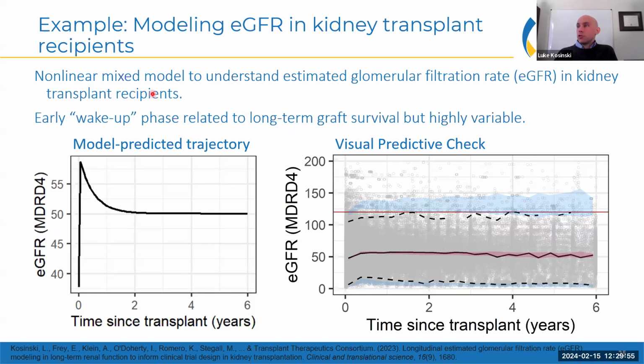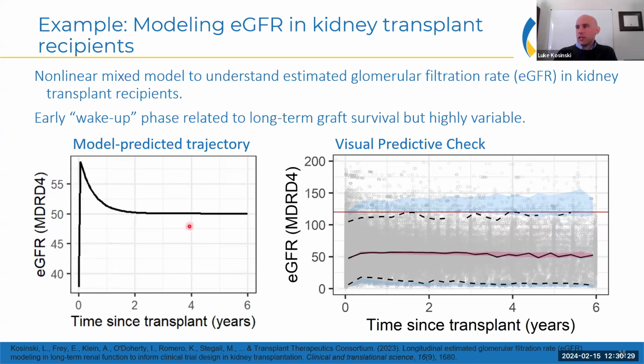So what we did here is we built this nonlinear mixed model looking at estimated glomerular filtration rate. This is one of the most important biomarkers of kidney function. It's really estimating how well the kidneys are filtering, doing their main job. And we limited it just to kidney transplant patients. As I said, ordinarily this early wake-up phase has a lot of variability, so it's very difficult to model. But because I was able to combine a lot of different data sets together in a single disease progression model that allowed for a different trajectory here, I was able to get robust estimates.